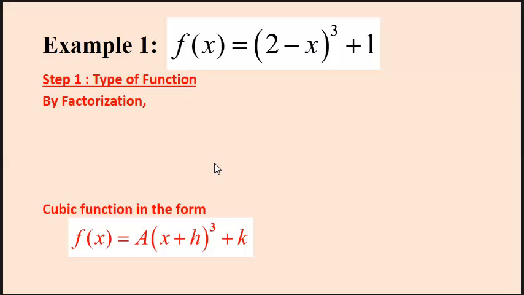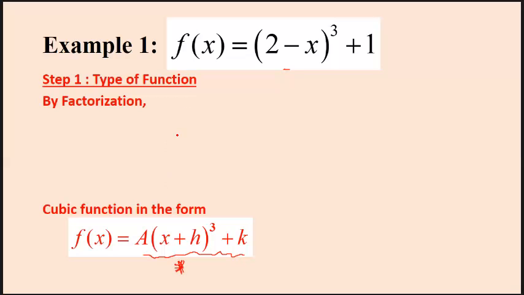Okay, now let's see the first example for sketching cubic functions, where we have the function f(x) = (2 - x)^3 + 1. By referring to this function given in the example, it is not yet in the form that we want before we can apply the skill of graph sketching. So in step 1, the type of function, we would like to have the cubic in this form here.